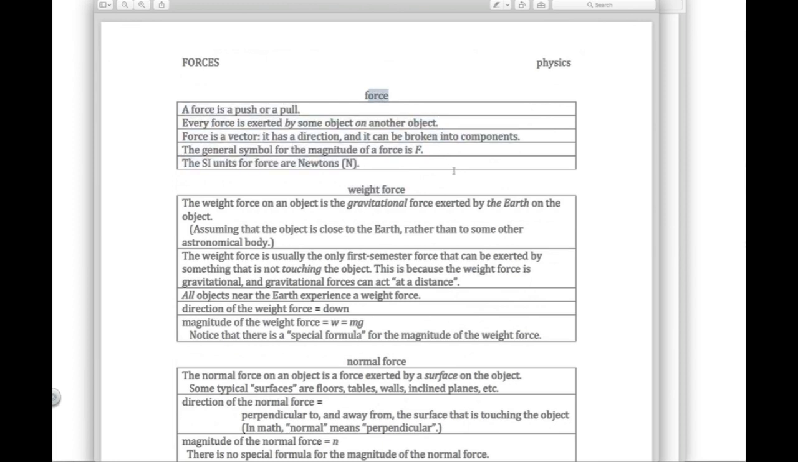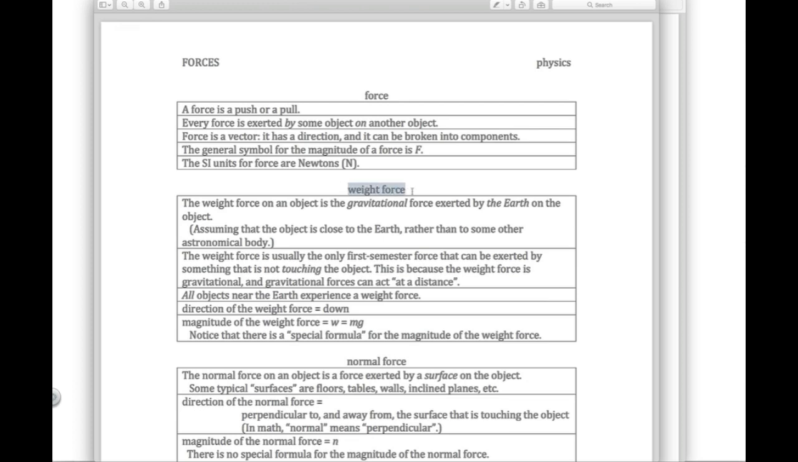Here's some general information about forces. A force is a push or a pull. Hopefully this is review for you. Every force is exerted by some object on another object. Forces are vectors, which means they have directions and can be broken into components. A general symbol for the magnitude of the force would be capital F, and we've already discussed that the SI units for force are newtons. These are all facts that you should have memorized about forces.